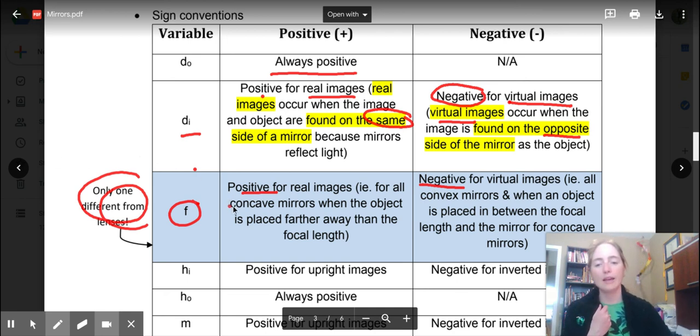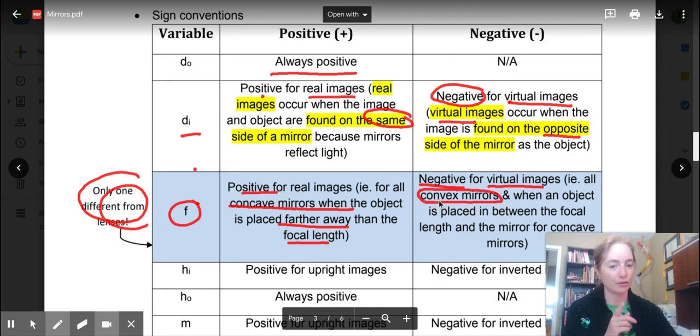Now on concave mirrors, when an object is placed farther away than the focal length, that's when you're going to have a positive number. And on a virtual image, for all of your convex mirrors. So all convex mirrors are going to have negative focal length. And when an object is placed between the focal length and the mirror on concave. Okay, so that's the only bit that's different. HI, positive for upright images, negative for inverted images. So that's the same.